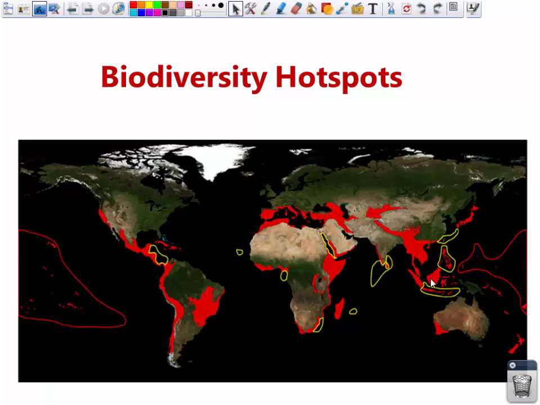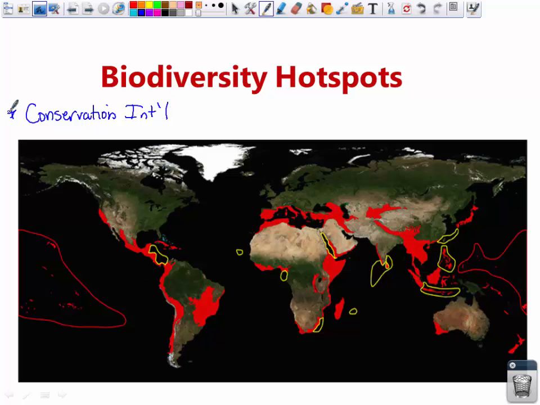We've noticed that most species seem to be concentrated in certain places on Earth, and we call these places biodiversity hotspots. These are the places where biodiversity is greatest. They are designated by an organization called Conservation International.